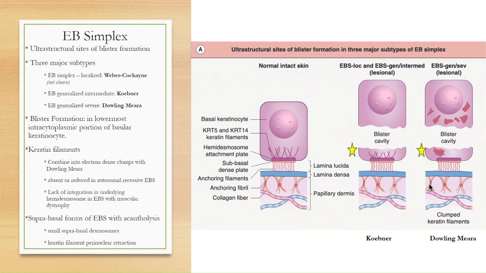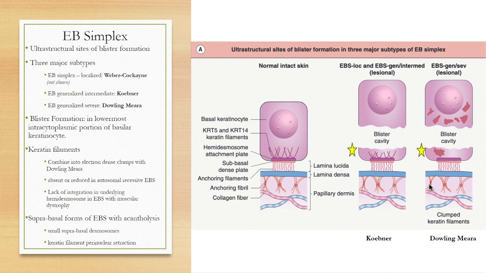So we talked about Dowling-Meara, also generalized severe. We talked about EBS simplex, Weber-Cockayne. There's also a generalized intermediate, or Kebner. So that's how it breaks down: is it generalized intermediate, generalized severe, or is it simple? And here on the right, we have a couple of pictures to help demonstrate what the intermediate EB looks like and what the generalized EB looks like in terms of EB simplex. Localized is not pictured on the right here.